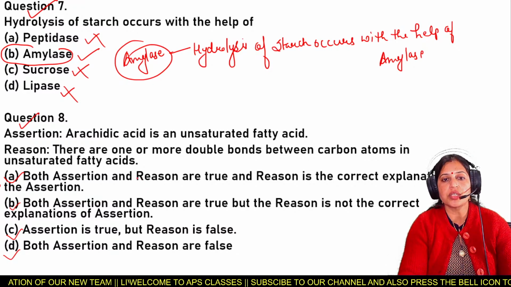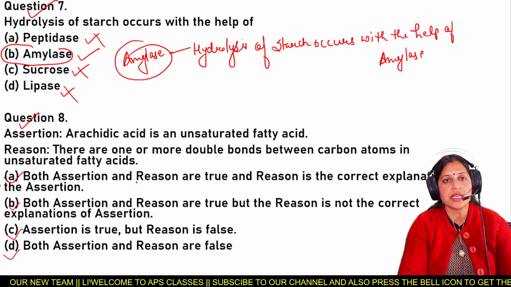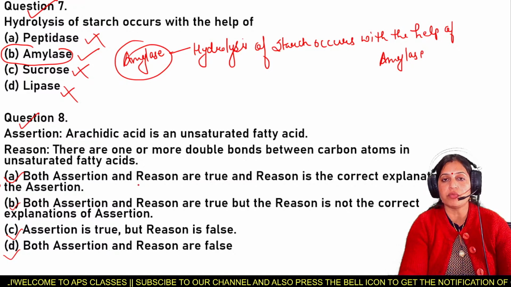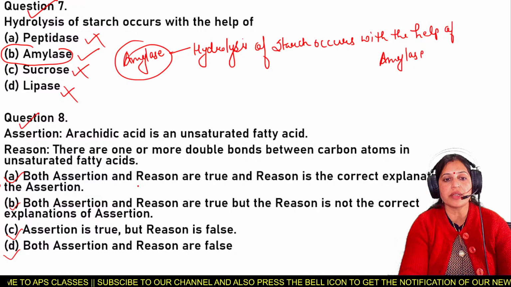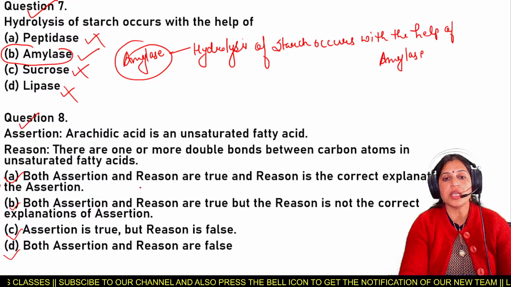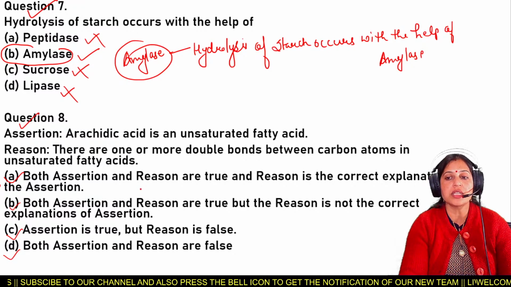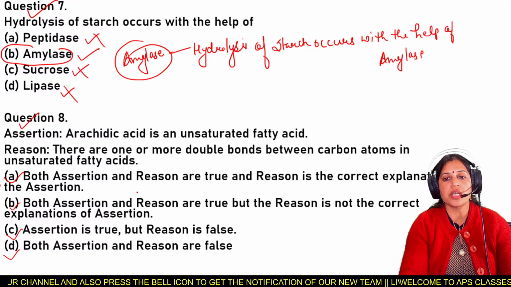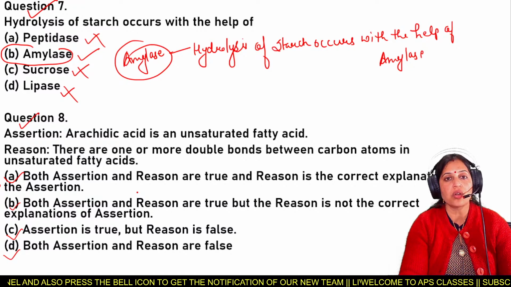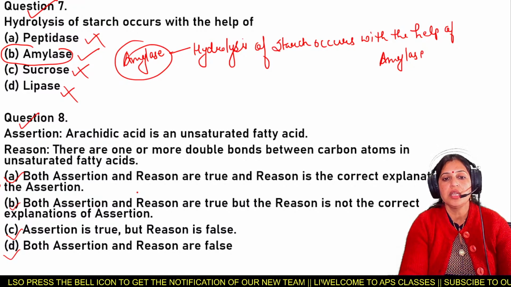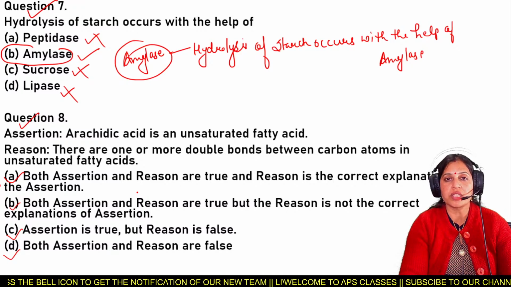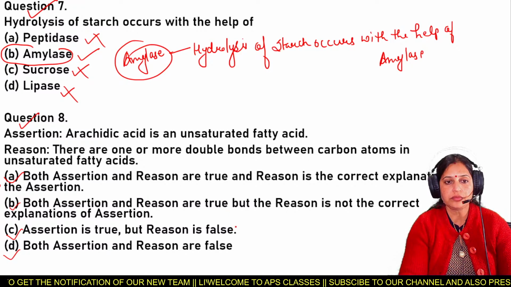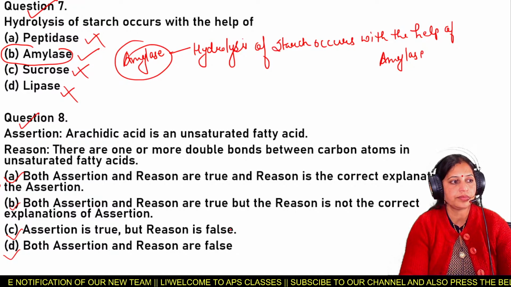So here assertion: arachidonic acid is an unsaturated fatty acid. Reason: there are one or more double bonds between the carbon atoms in unsaturated fatty acids. Options are the same four. So it is your question number 8.